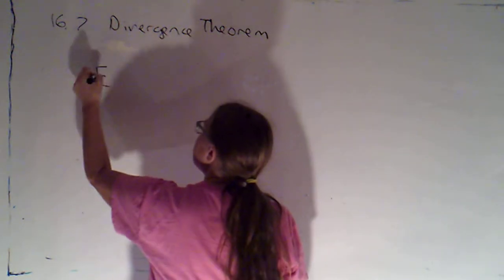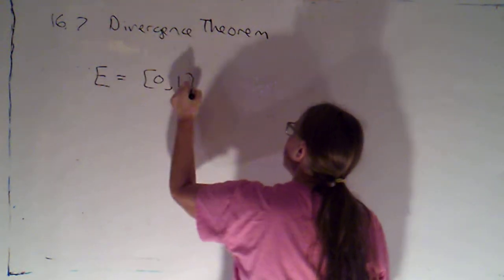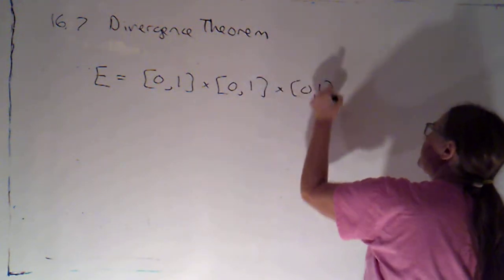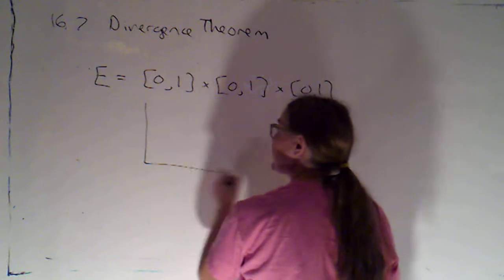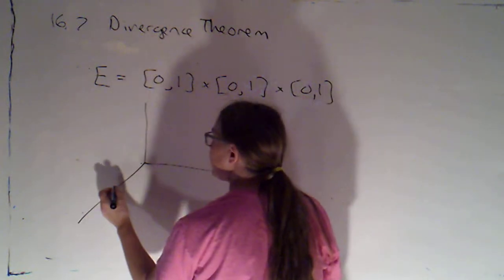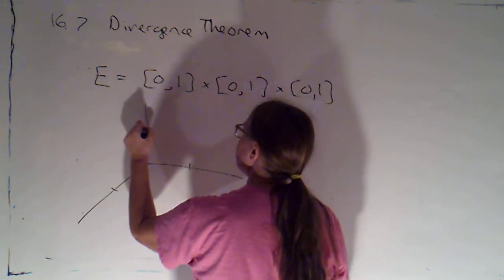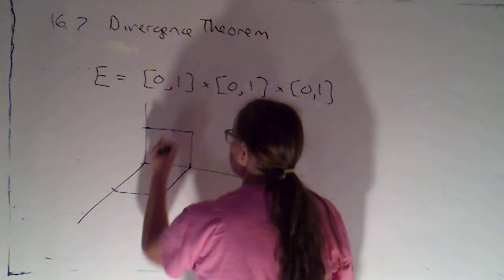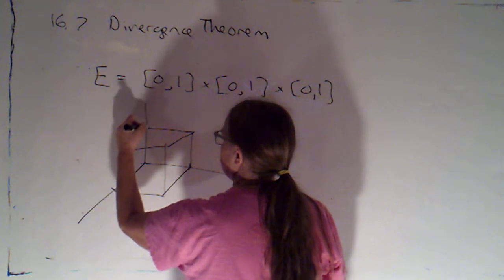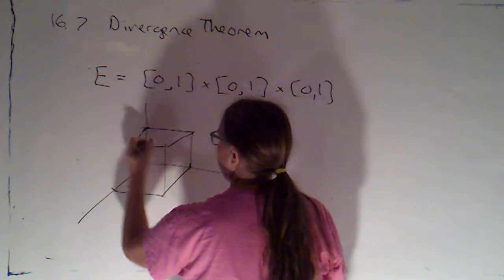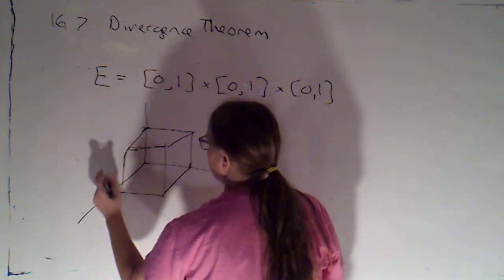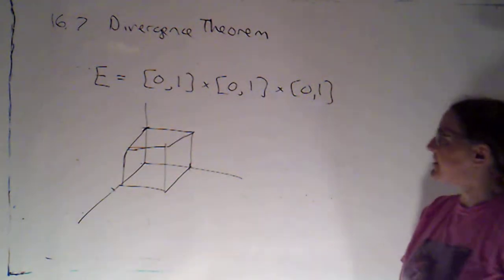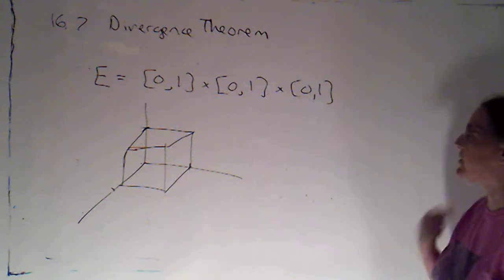Let's suppose that E is [0,1] cross [0,1] cross [0,1]. So just the unit box located in the first octant. So we come out to 1 in each of these planes. There we go. Lovely, unit box sitting in the first octant, okay?